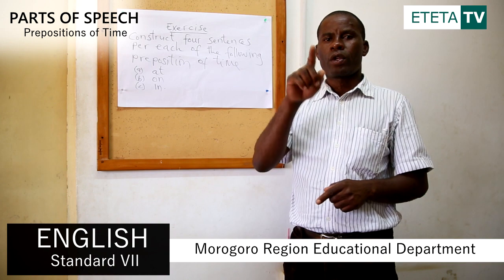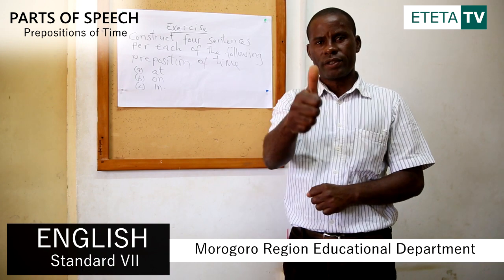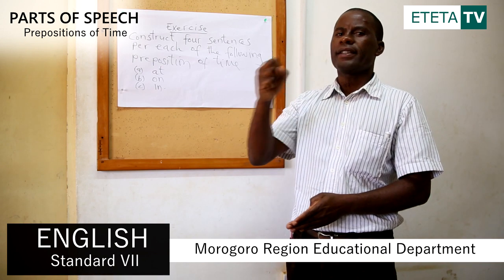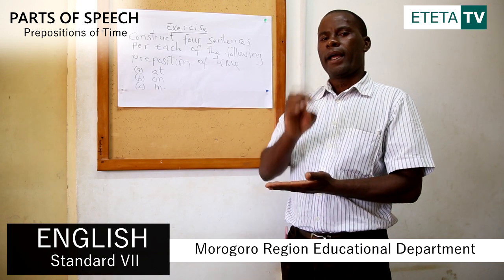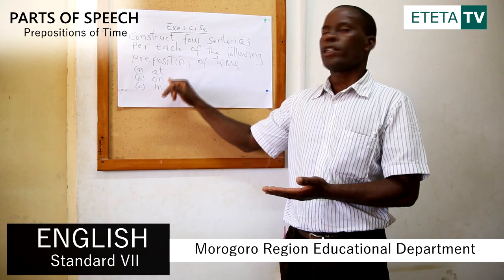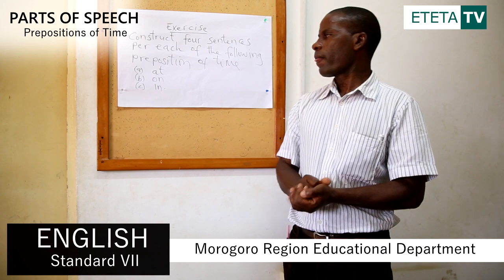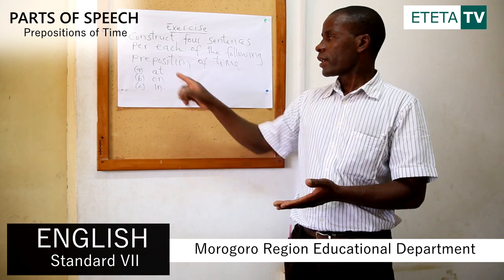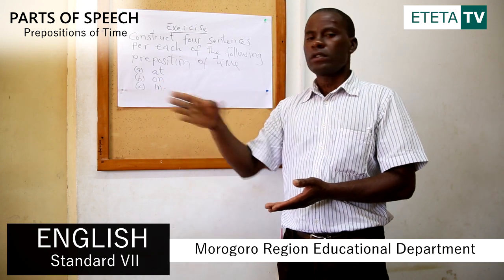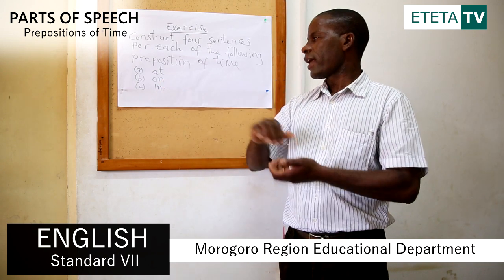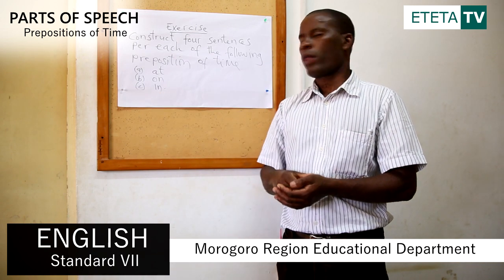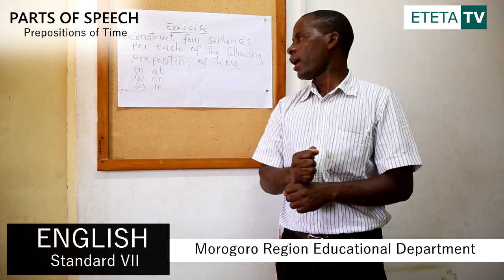Now, you have to work by yourself to make 4 sentences for each preposition of time. It means 4 sentences with at, 4 sentences with on, and 4 sentences with in. So work on that by yourself.